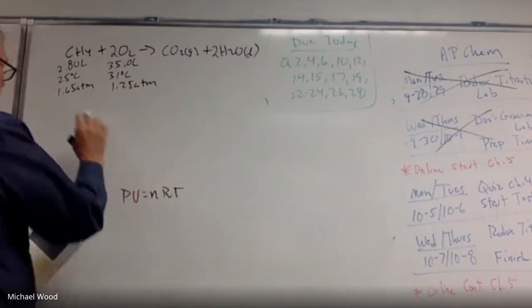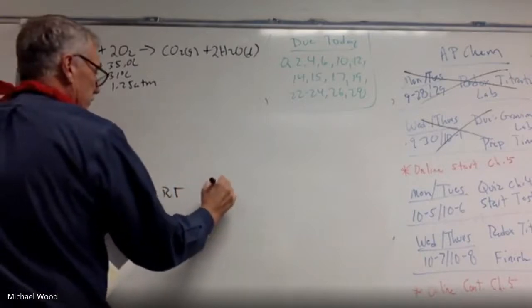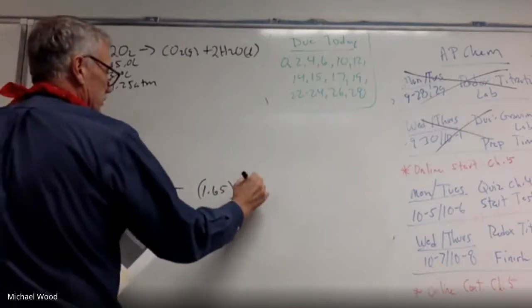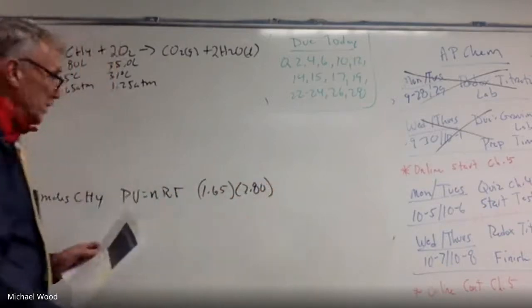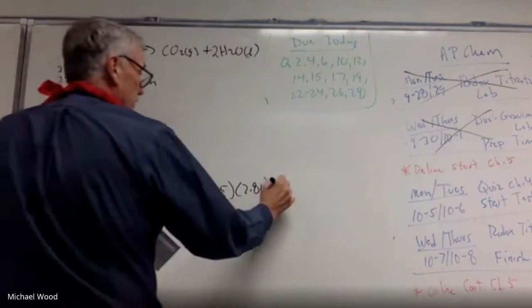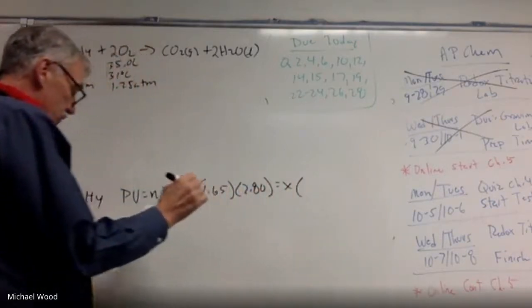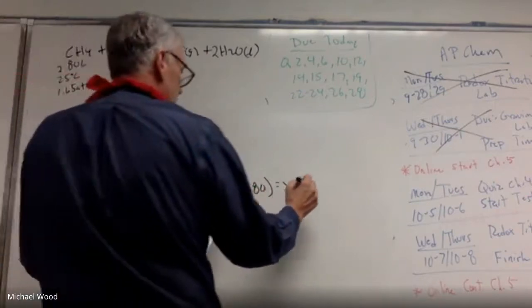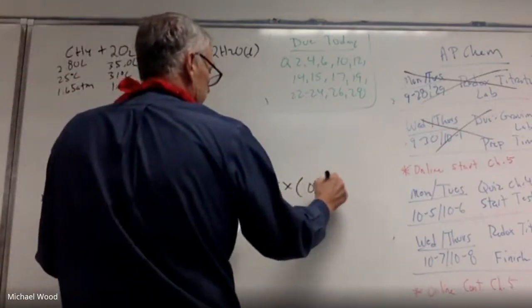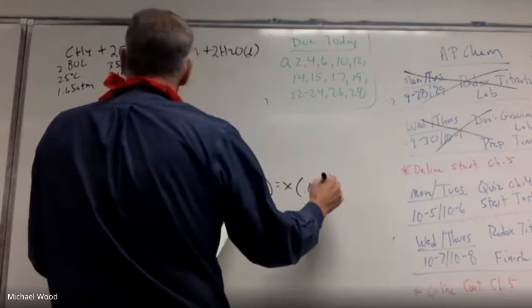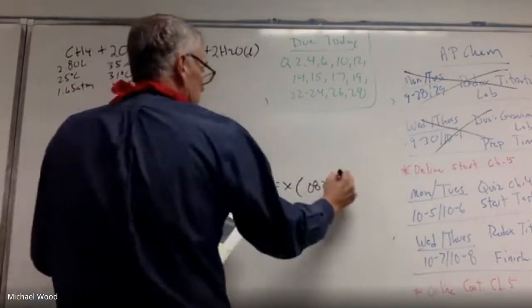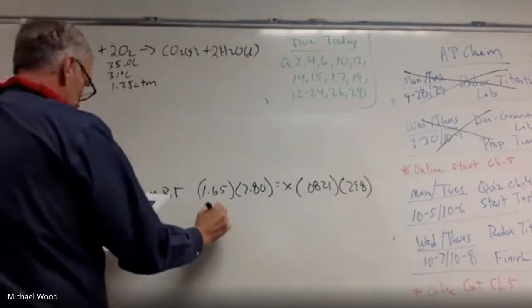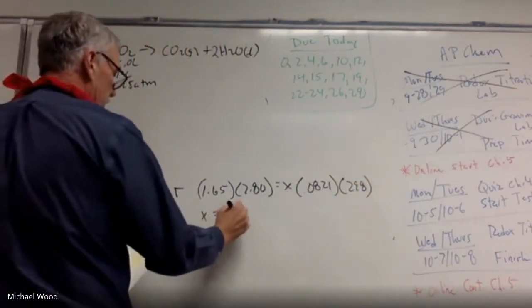Okay, so the pressure is 1.65. The volume is 2.80 liters. The n is x, what I'm trying to solve for. And the R I'm going to use, because of the units, ATMs and liters, is 0.0821. And the temperature is 25 Celsius, which is 298 Kelvin. And when I solve for x, the moles I have is 0.189.